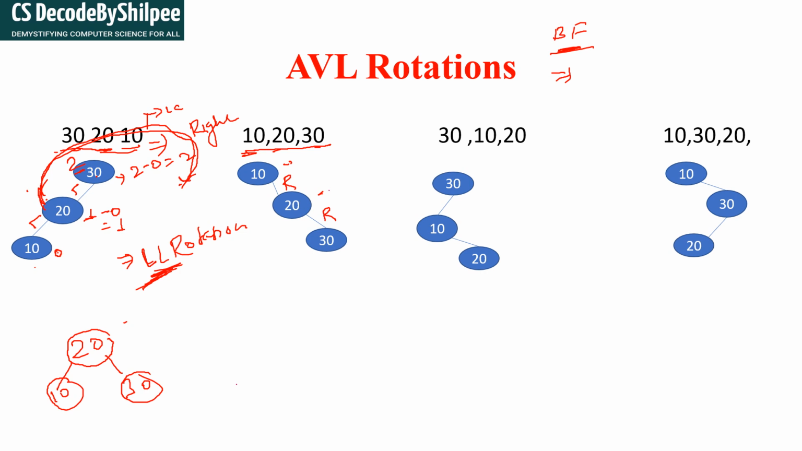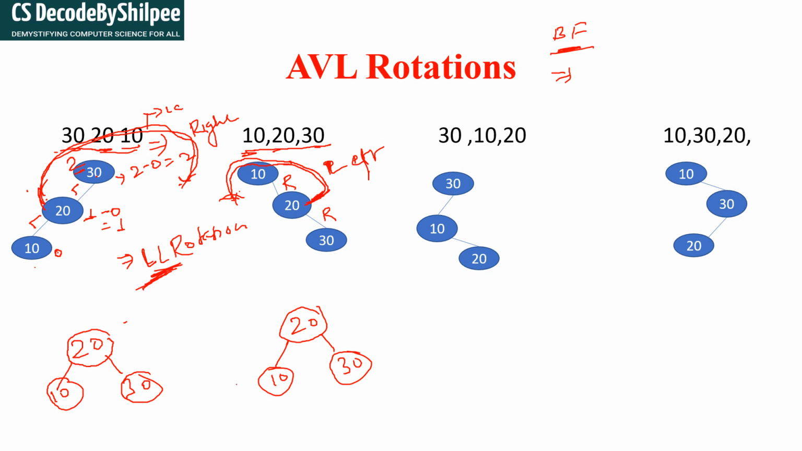So if it is the RR problem, from the middle node we perform a left rotation. So what happened here? This 20 will go up and 10 will come to the left part. If the RR situation comes, then from the mid we have to perform left rotation, right? Then after that we will get 20 as the root, 10 as the left children and 30 as the right children, right?